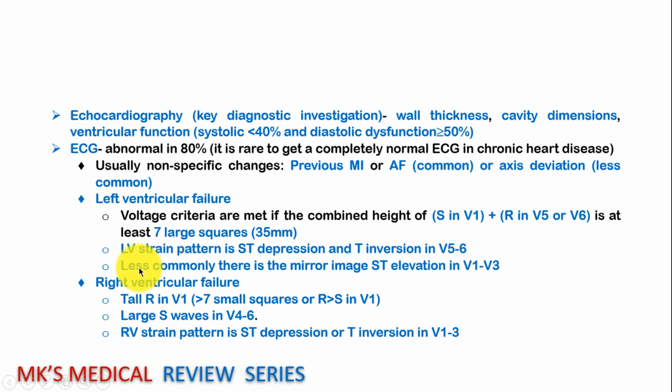Then with right ventricular failure, you may get tall R waves in V1. So how do you know? They should be more than 7 squares, and the R wave is greater than the S wave in lead V1. And of course, you may get these large S waves in leads V4 to V6. You may get a right ventricular strain pattern, which is ST segment depression and T wave inversion in leads V1 to V3.